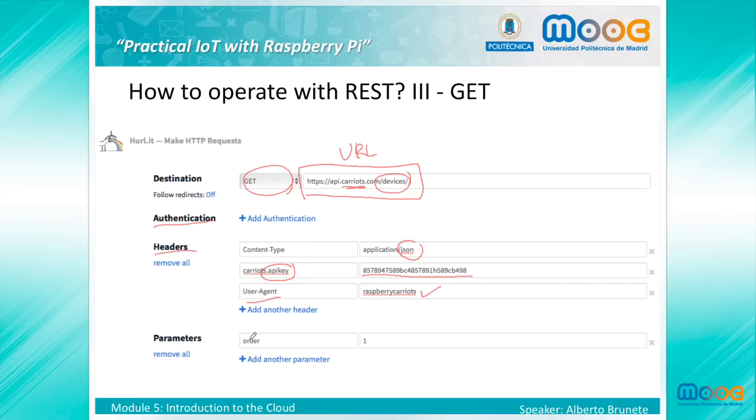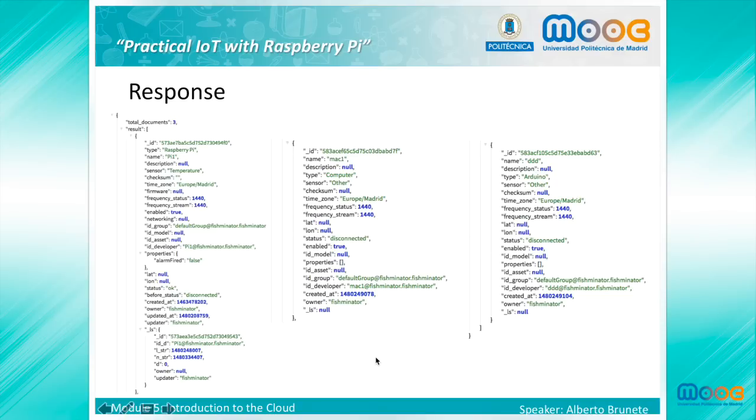We can include some parameters, in this case order. One is order of previous, and we can write -1 to get new words first. And this is what we get. We get 3 devices, total documents 3. Since we ask for a device, we get 3.